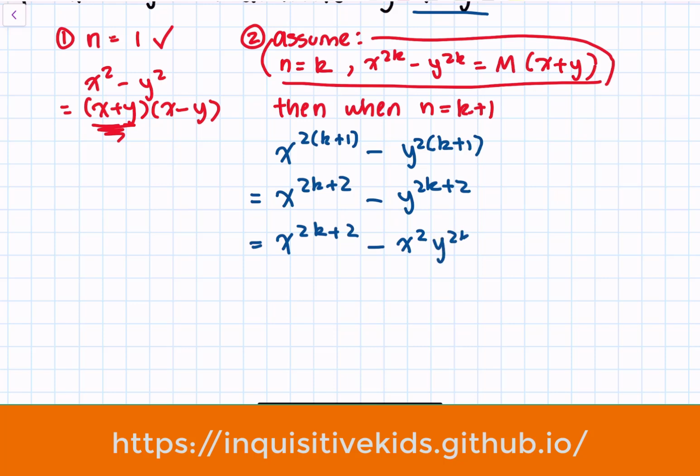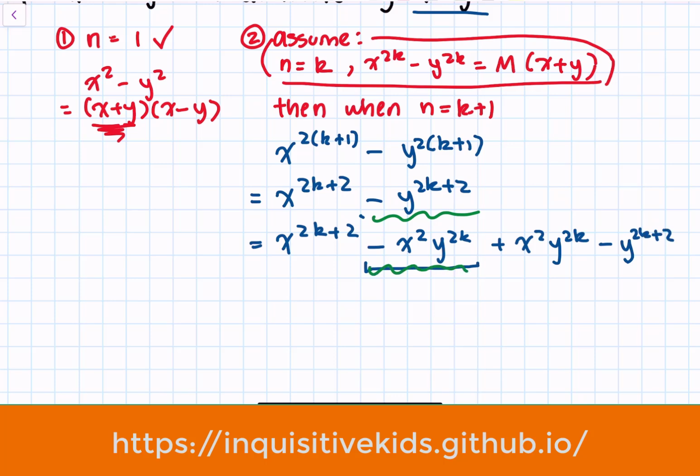And then we can write x to the 2k plus 2 minus x squared times y to the 2k. And just so you know, this term we're making up ourselves. So if we make it up ourselves, it means we still have to add on x squared times y to the 2k to cancel it out. Minus our original y to the 2k plus 2 power.